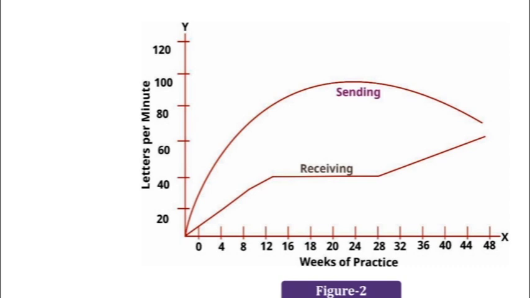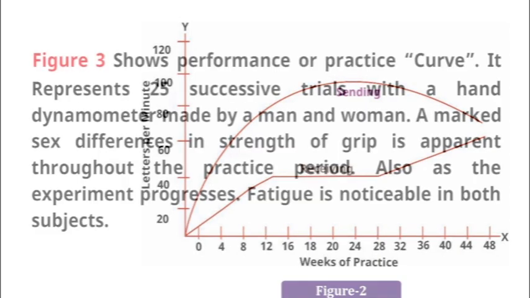Again, as I told you, as the work progresses there is a fatigue and there is a decline also. Now, here message receiving shoots up, then it is a constant plateau. But I told you neither increment nor decrement is a straight line. Clear? After the practice of 28 weeks, it again goes up. So, if the data is such, we can make the practice graph in this way.